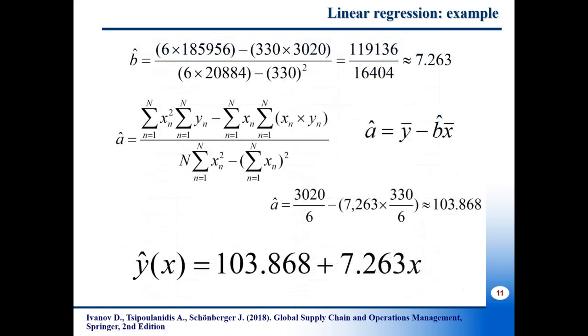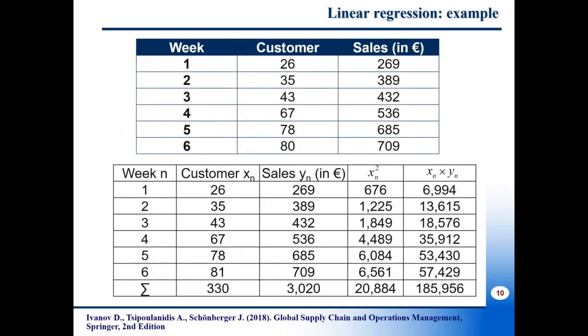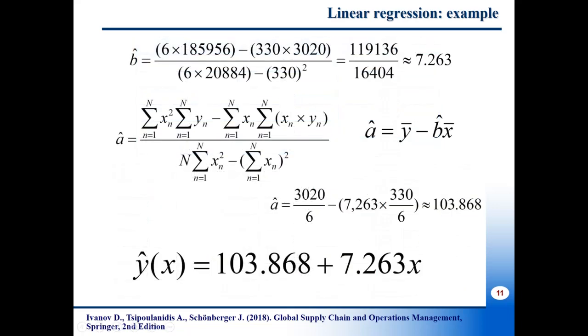Okay? And then minus the square of the sum of the second column. Here, 330. And then we have 7.263 as the value for B.